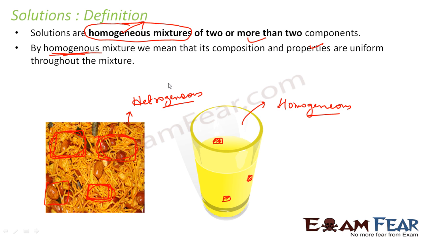So, solution is nothing but a homogeneous mixture of 2 or more than 2 compounds. We'll see more definitions of solutions in the next few slides. This was just to explain the difference between homogeneous and heterogeneous. Let's see the solution in our daily life. In normal life, we rarely come across pure substances. Pure substance is very rare in our life. Mostly we use solutions.